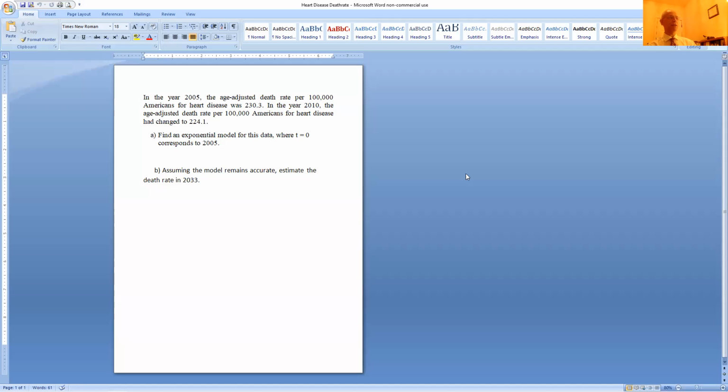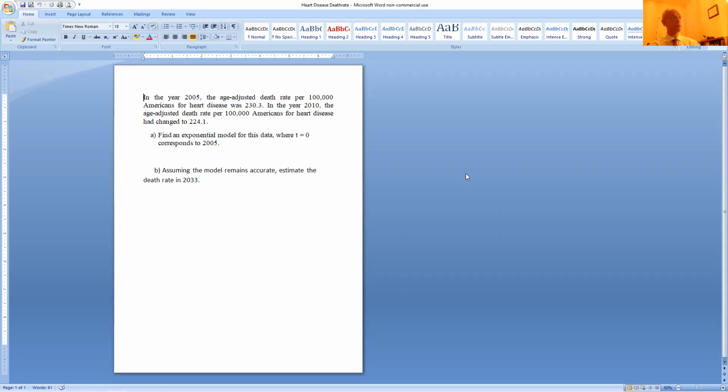So we know in the year 2005, the age-adjusted death rate per 100,000 Americans for heart disease was 230.3. In the year 2010, so 5 years later, the age-adjusted death rate per 100,000 Americans for heart disease was 224.1. So the rate is going down.